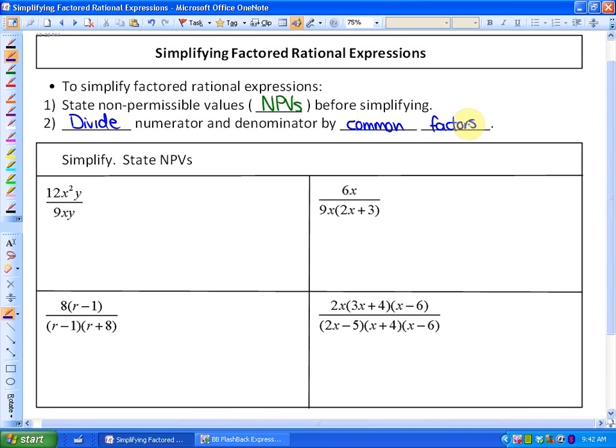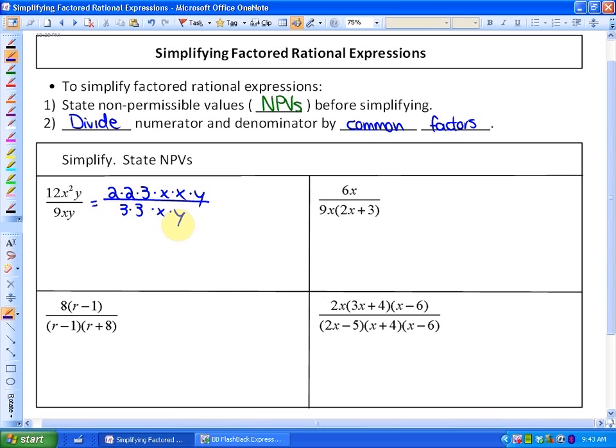We'll just do a few examples. In this first example, some of you may be able to do it instantly. For others of us, we may want to factor 12 and 9 and write this out in its entirety. If you'd rather rewrite the numerator, 12 in its prime factorization is 2 times 2 times 3. X squared is two x's, and y is itself. That is your numerator in its entire factorization, and your denominator 9 is equivalent to a prime factorization of 3 times 3, and that's times x times y.